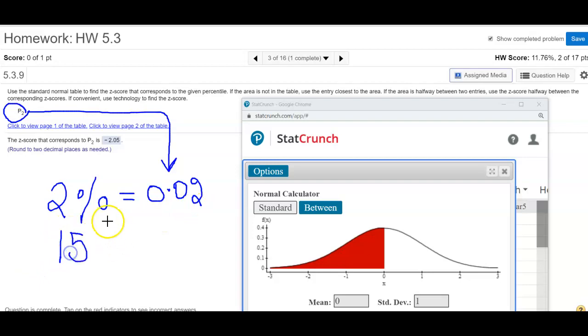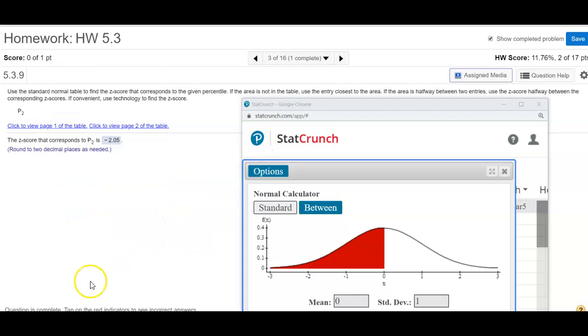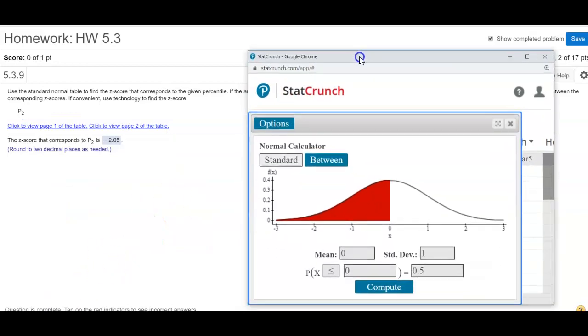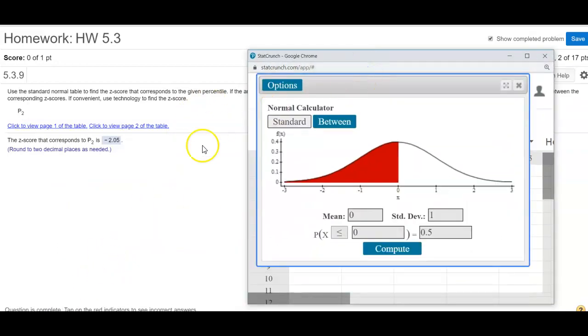If they give you 15%, then the area under the curve would be 0.15. You get the idea, right? So when they give it to you as percentile or percentage, you simply change it into the decimal. Okay? So now I know the area under the curve is 0.02. They don't have to specify it's left or right. If they don't say anything, automatically it is to my left. So I'm going to go ahead and plug in my area.